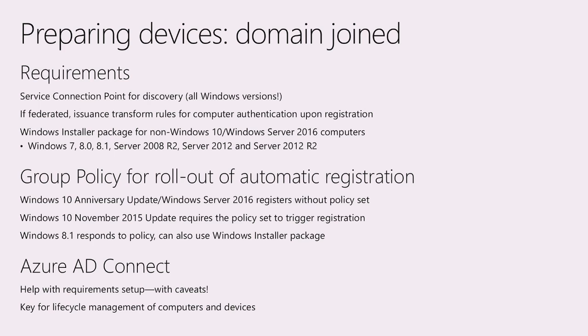So there are some requirements. Specifically for domain join auto registration, there's a service connection point object that is required that Azure AD Connect creates in some cases. If it is federated, you need some issuance transform rules. And there's a group policy for rollout.